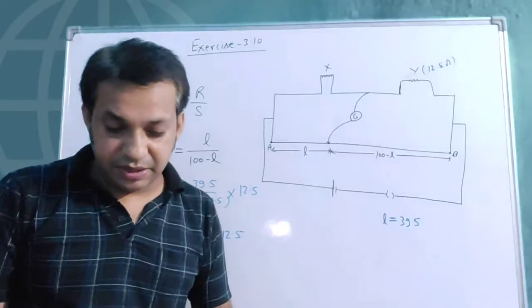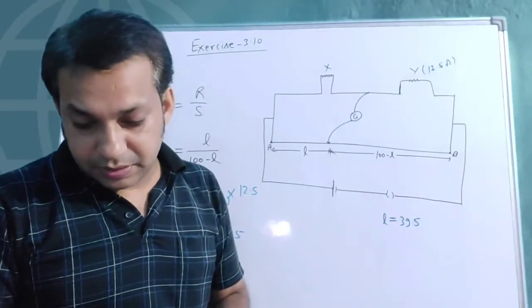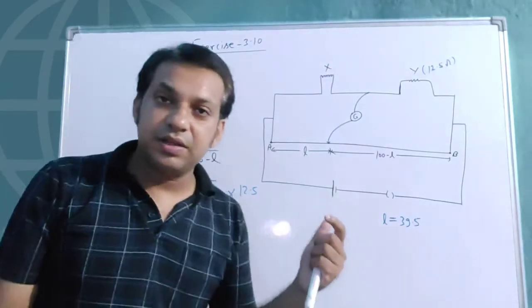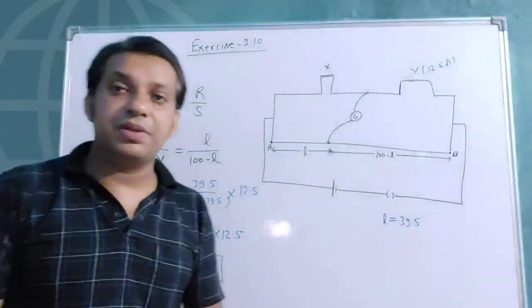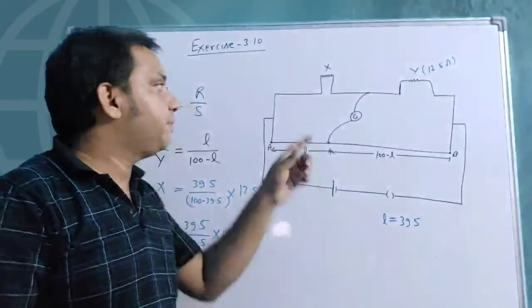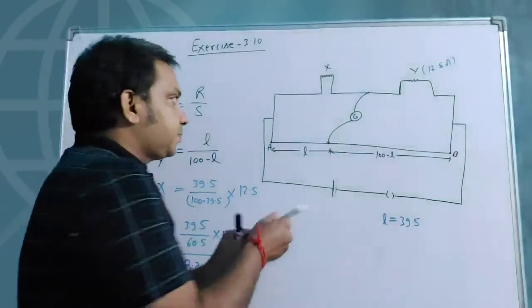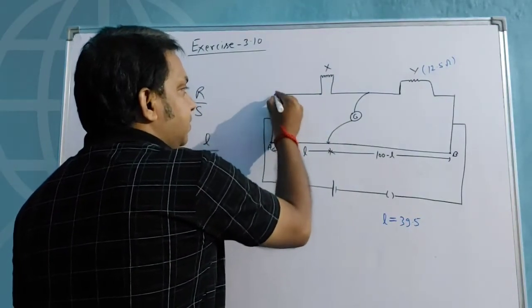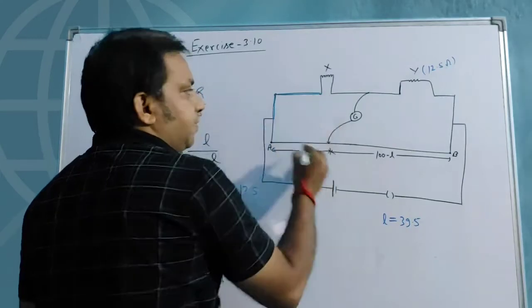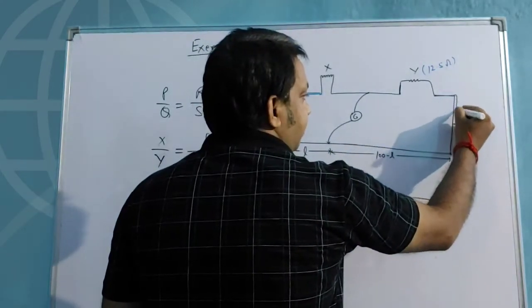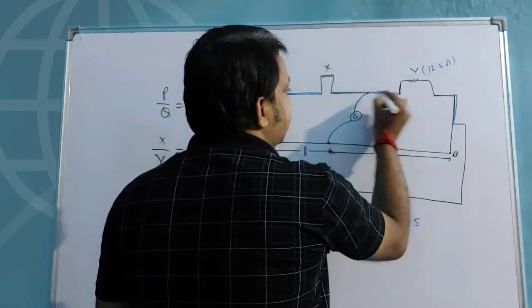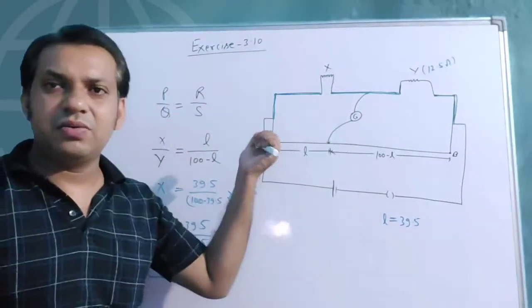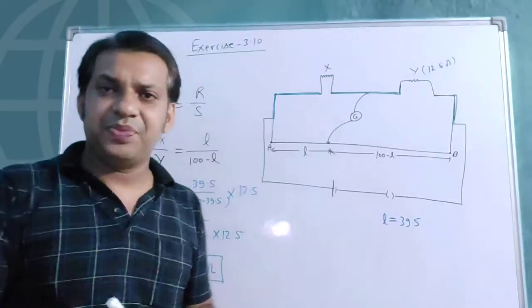The second part is mentioned in the question. It asks why the connections in the meter bridge are made by copper strips. When you see the apparatus, these connections from this point to this point are made by copper strips. It looks like a wire, but it is not a wire. It is a strip.